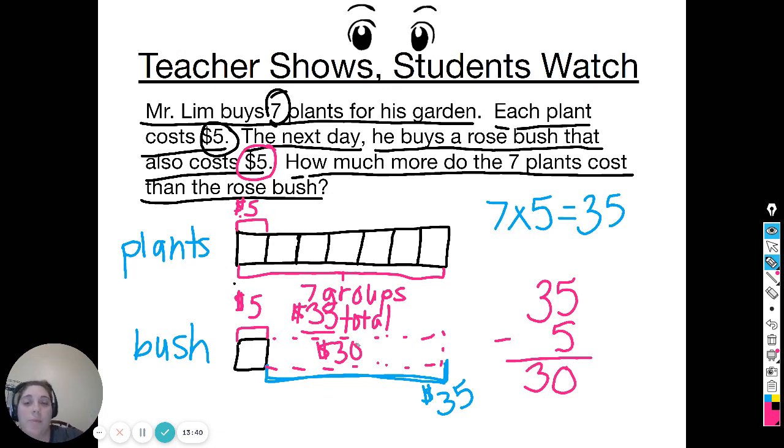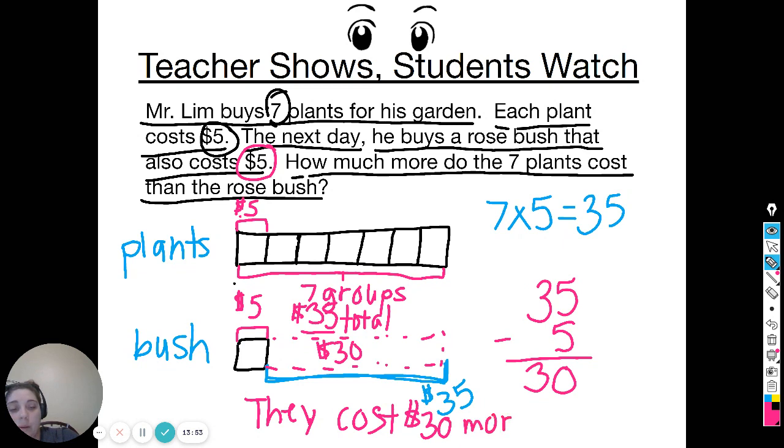Okay, so let's go back to the question. How much more do the 7 plants cost than the rose bush? They cost $30 more. Okay, so you see why drawing this picture makes it really easy to solve my problems, because my problems over here aren't too complicated. The picture is what's complicated, but that's what makes it easy to understand what problem I'm doing, okay? So it's really important to do that drawing when you're solving word problems.